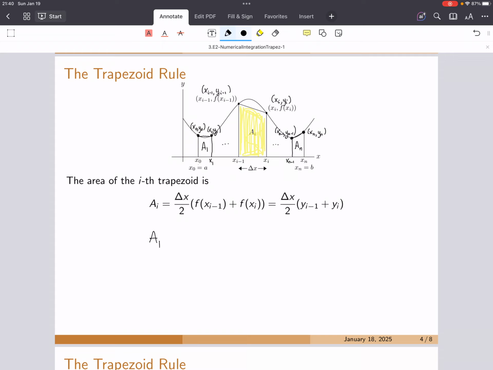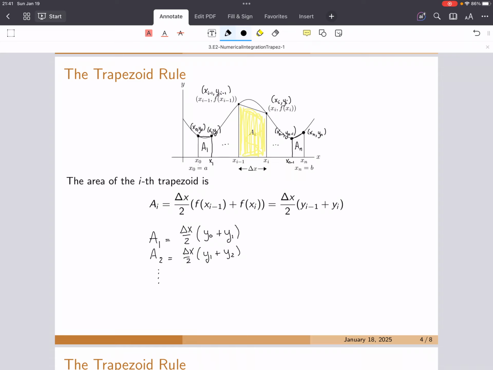Okay, so of course we can write down a formula for the first trapezoid as well. The area of the first trapezoid is half the base, or delta x divided by 2, times the sum of the two heights. So that would be y0 plus y1. Okay, and then A2 would be delta x divided by 2 times y1 plus y2, because the second trapezoid is built on the subinterval from x1 to x2, and the two corresponding y values are y1 and y2.